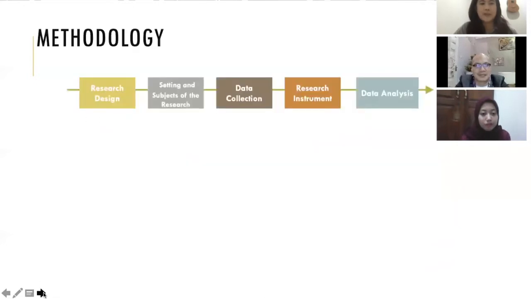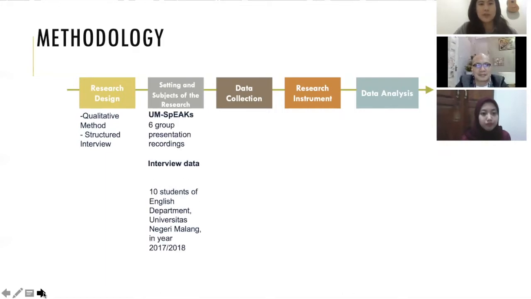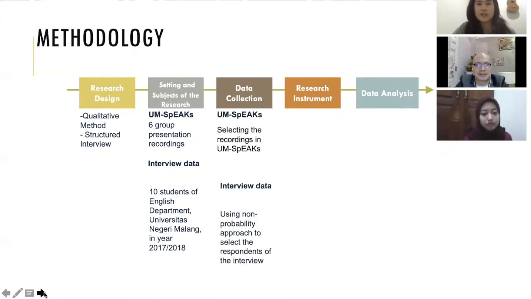And this is the design, the methodology of our research. So we use qualitative method combined with structured interview, and the setting is through UM-SpEAKs. So it is a corpus data, and it includes 6 group presentations that were recorded. And we also did some interviews with 10 students of the English department. And so these are the data that were collected: recordings in UM-SpEAKs and also interview data.